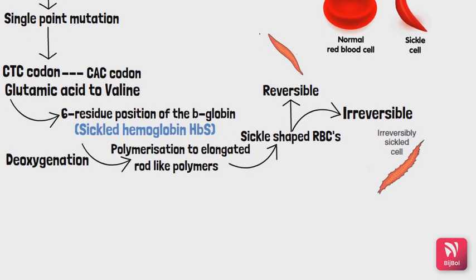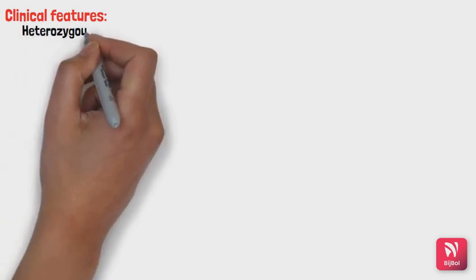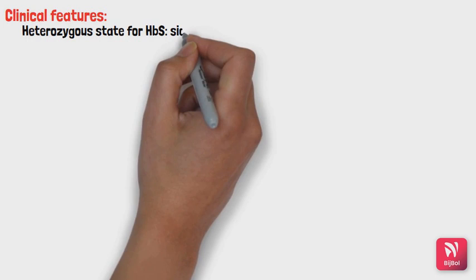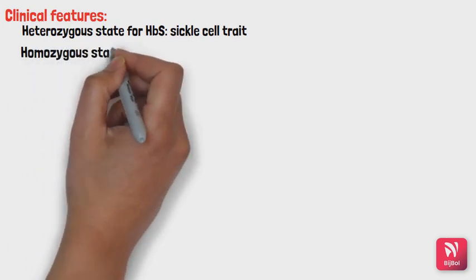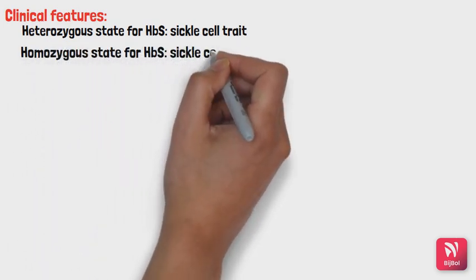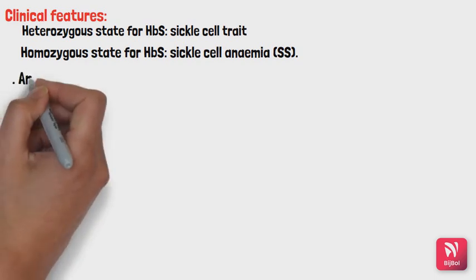Now let's see the clinical features of sickle cell anemia. Here also we see a heterozygous state and a homozygous state. In the heterozygous state, the abnormal gene is inherited from only one parent. That results in sickle cell trait, wherein there will not be any significant clinical problems, only mild hypoxia can be seen. Whereas in the homozygous state, the abnormal gene is inherited from both parents, resulting in sickle cell anemia. So it gives all the main clinical manifestations and decreased life expectancy also.